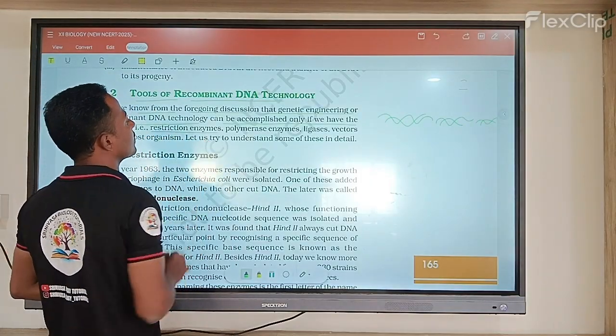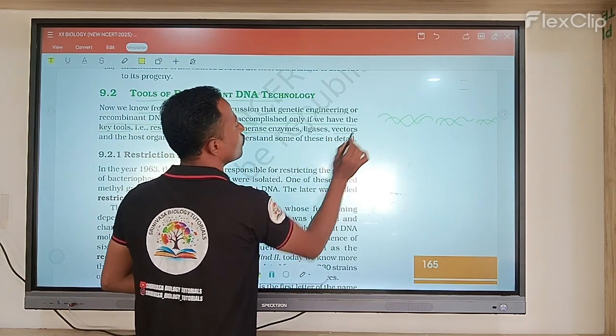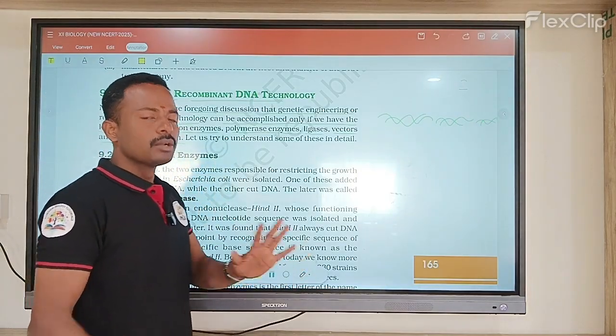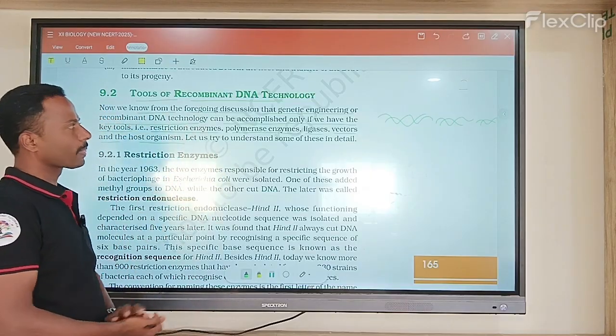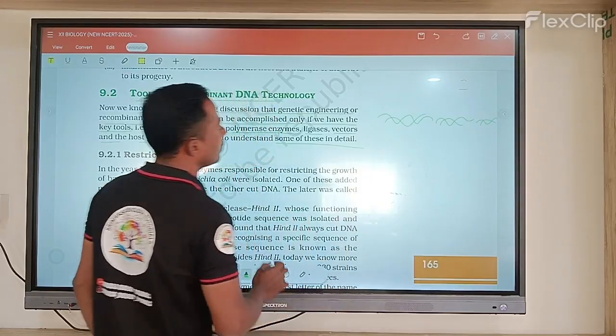The first one is restriction enzyme. The second one is polymerase enzyme. The third one is ligases. The fourth one is vectors. And the fifth one is the host organism. So these five tools are required for the development of recombinant DNA. Next, let us try to understand these in detail.